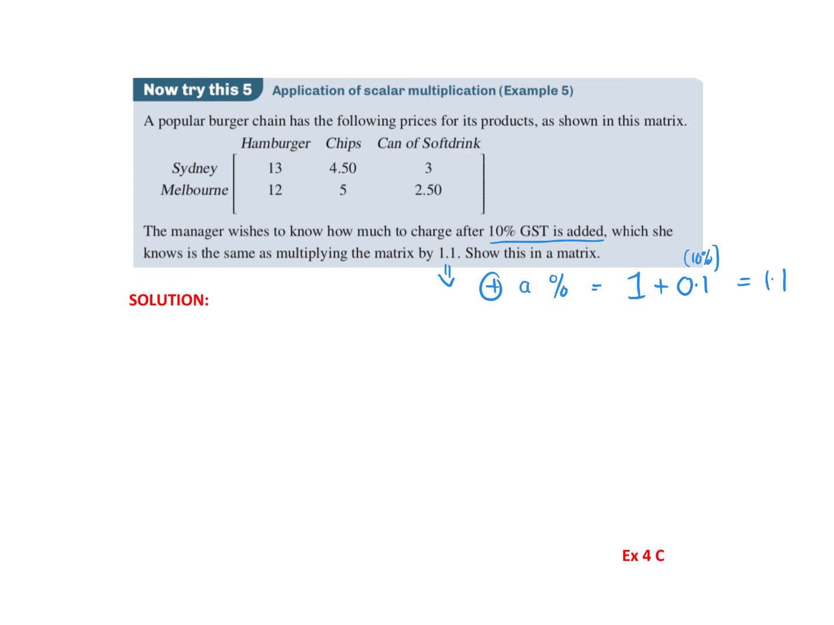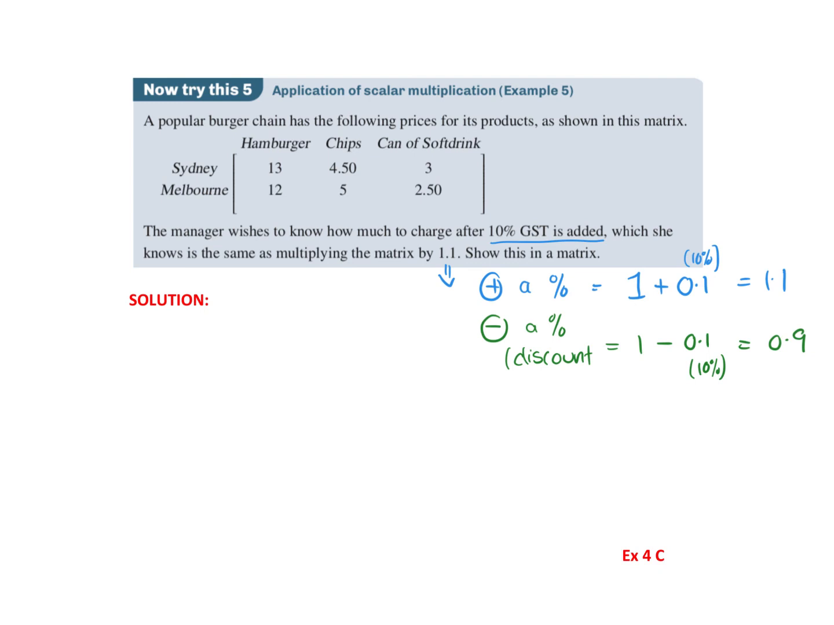Just on a side note, what if you want to subtract a percentage? That would be a discount. We do 1 minus, say it was a 10% discount, and then it would be 0.9. Does that make sense? If you were discounting the prices, just be careful what you want to times it by. If you want to add 10% GST, we want to times it by 1.1.